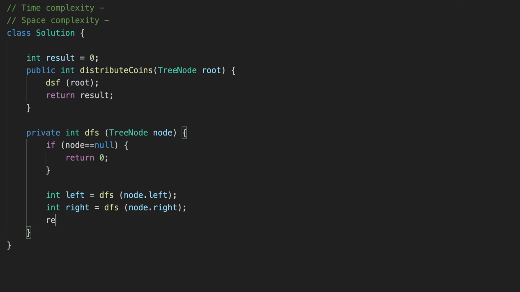Now we are going to add to our result, right? We are adding to our result the absolute value. It doesn't matter whether we need to move to the node or move from the node, right? So we need to make that move. Absolute value of the left plus absolute value of the right.